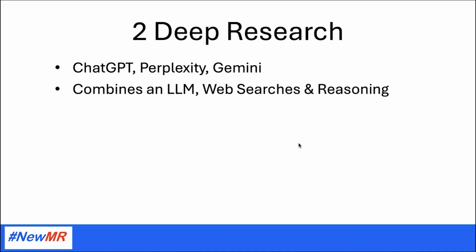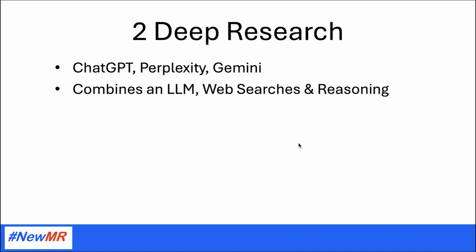The next one is about deep research, and deep research exists already in ChatGPT. Perplexity has got a deep research. Gemini's got a deep research. You can sort of do it in the other platforms, not quite as easily. It's a combination of a large language model, web searches, and reasoning. Reasoning is where the model takes more than one step.